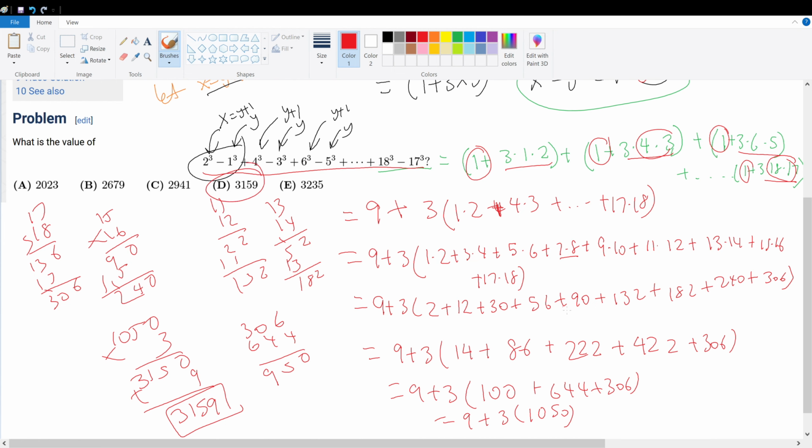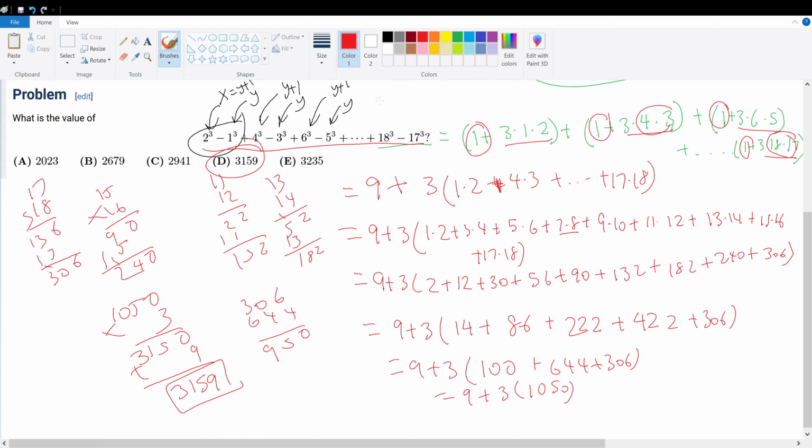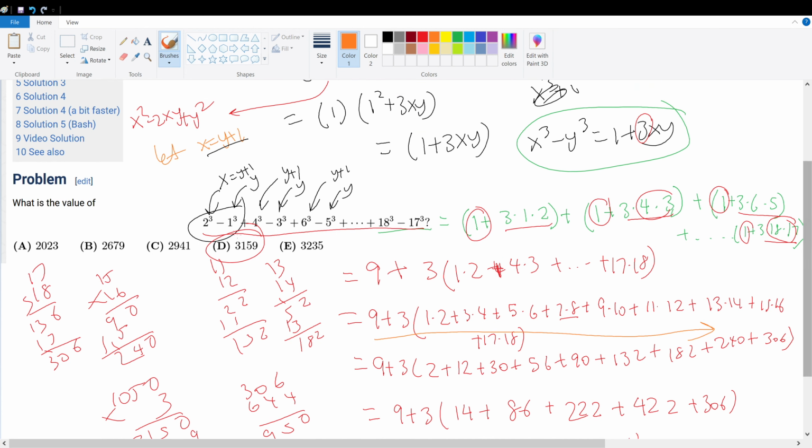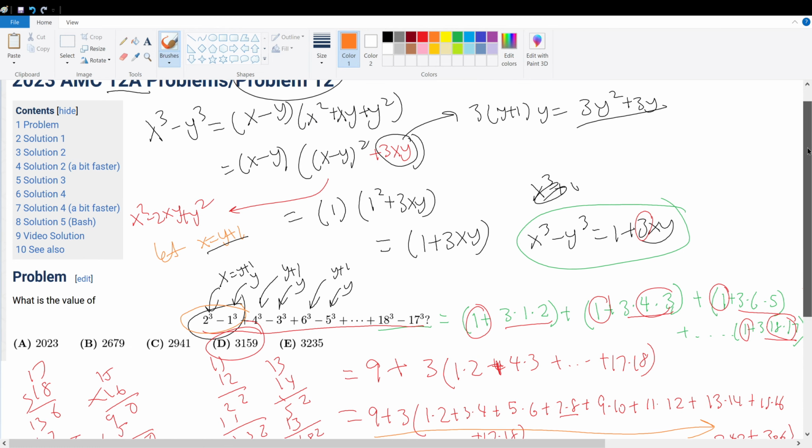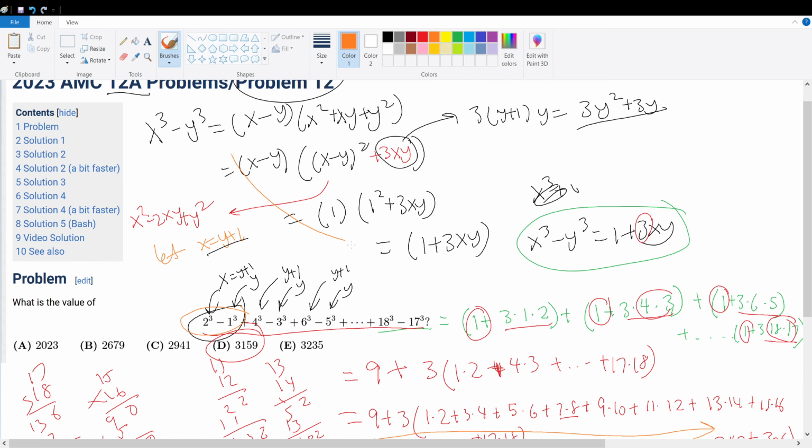The main takeaway from this question is don't be afraid to bash out the question as we did here. It doesn't really take that long. It only took us 3 minutes to solve this question. When you see something like this, always think about the formulas you already know, like your x cubed minus y cubed formula, because it's literally in that form. And when you simplify, always try to simplify towards the simplest format, which is this. And that's it.